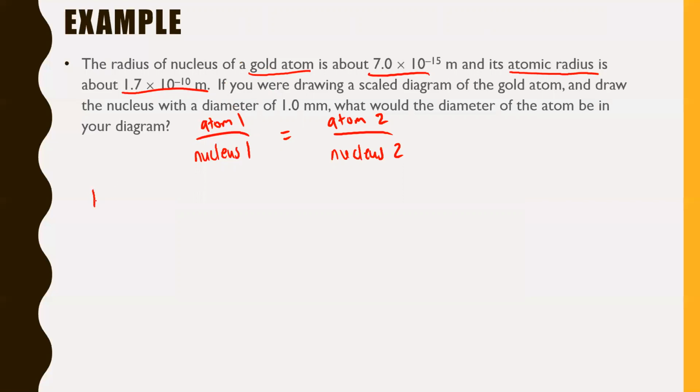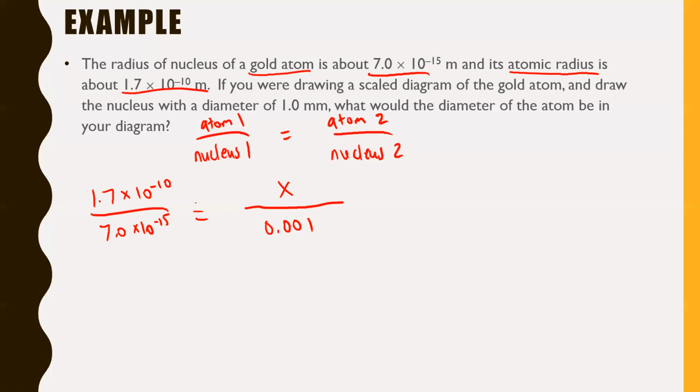Atom is 1.7 times 10 to the negative 10 over nucleus is 7.0 times 10 to the negative 15. So that's our ratio of an atom to a nucleus. We want to see what the ratio is in our real world drawing of our atom, which is unknown, so I'll call it X, to our nucleus, which we know is 1 millimeter. I'll just turn it into meters so we have common units, at 0.001 meters.